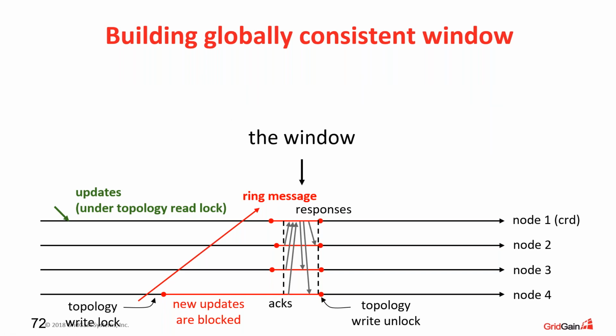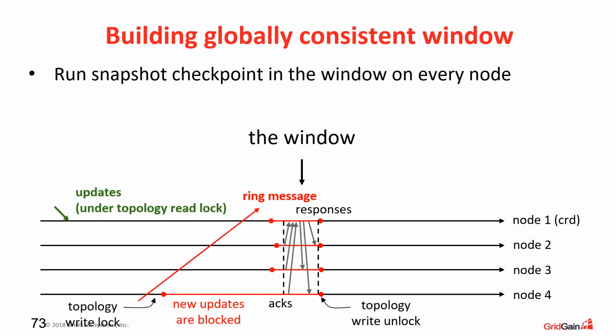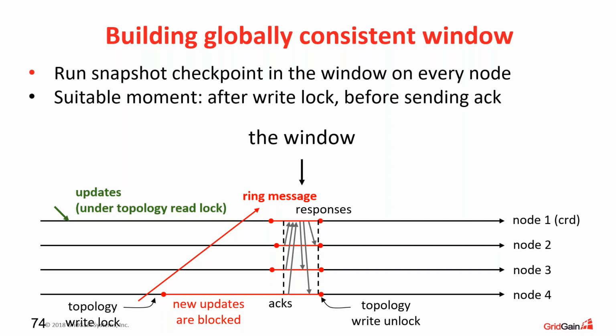In the details, what we have to do is just run the snapshot checkpoint in the window on every node. And a good moment to start it is after successfully acquiring the topology write lock and before sending the ACK to the coordinator. If every node performs it that way, the snapshot checkpoints across the whole cluster will be consistent with each other.